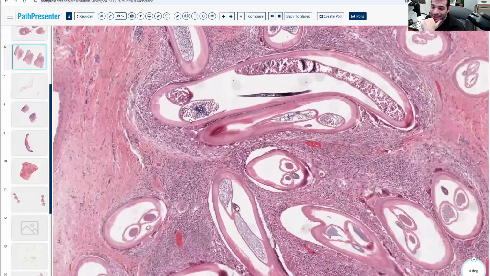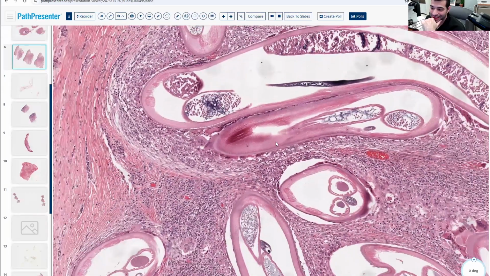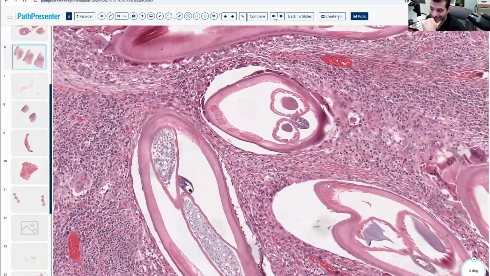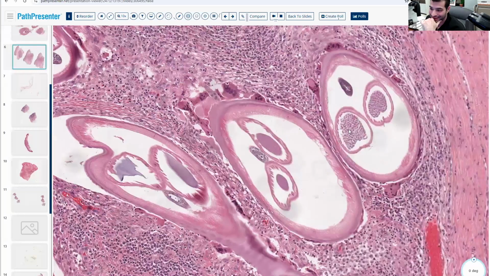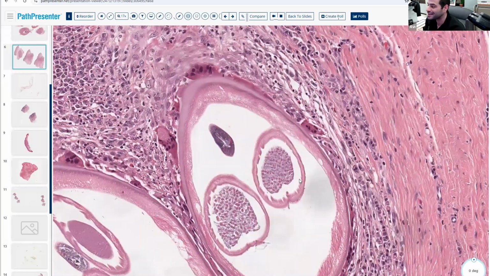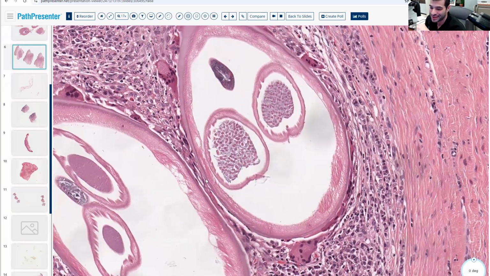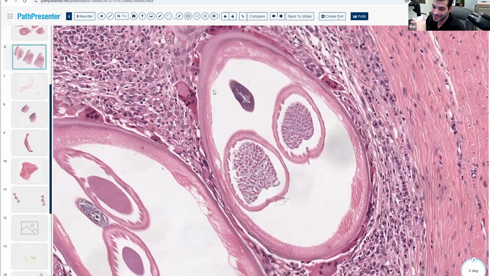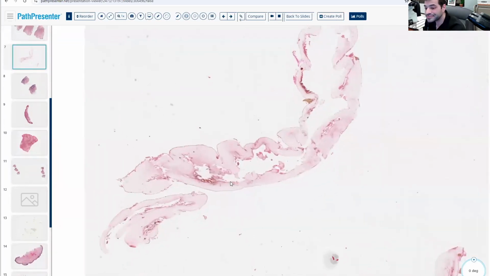But onchocerciasis, here we have some friends. We have our double uterus. Here and here. Here and here. Here and here. But unfortunately, the price of getting married is that we lose our muscle. See how it has no muscle left? It's all weak. That's what happens when you get married. You stop working out. And that's what happened to this worm. Sad, but you know.